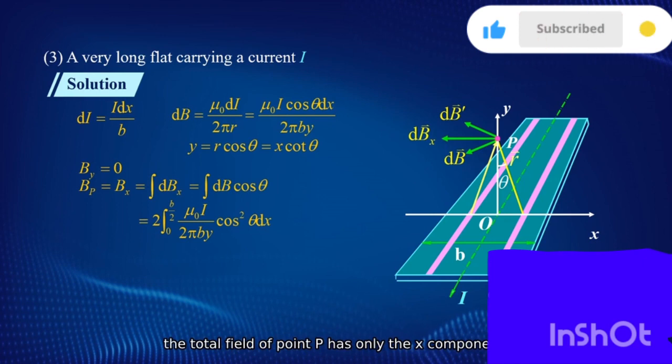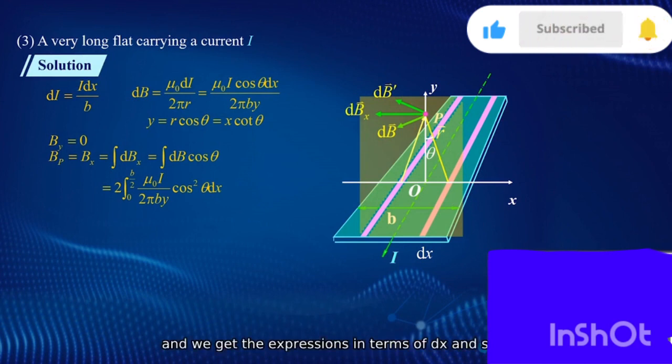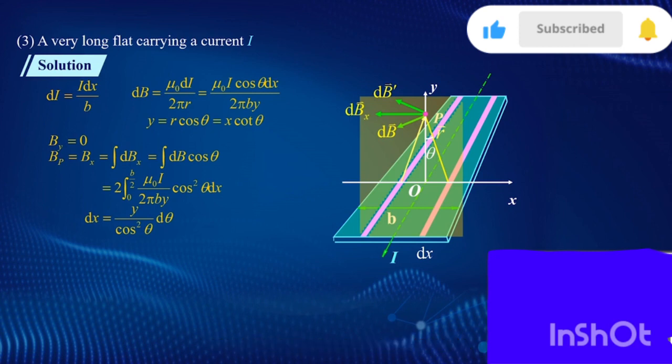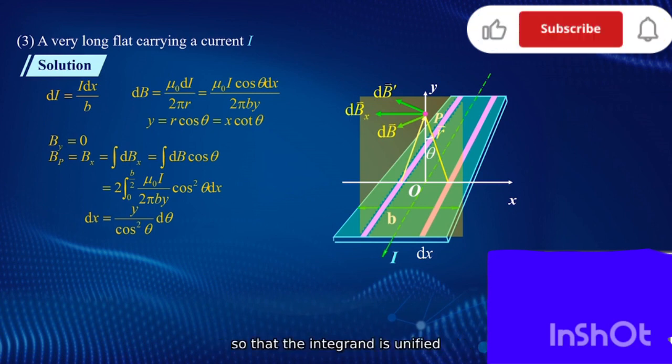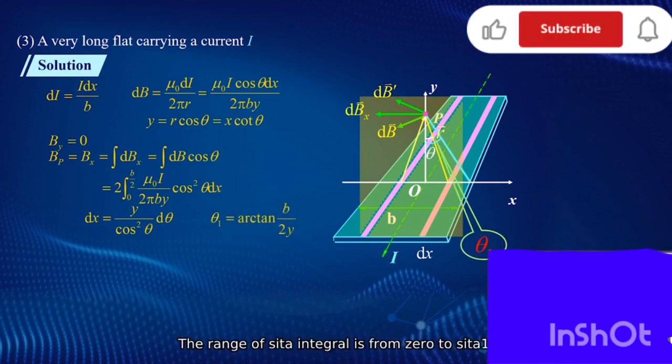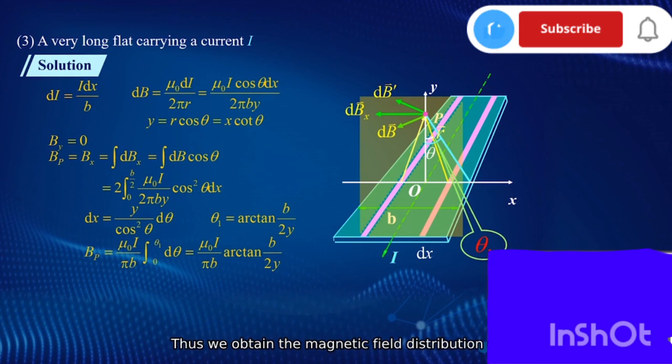Then the total field at the point P has only the x component, and the magnitude is the integral of dBx. Take the projection of the dB on the x-axis, thus multiplying by cosine theta, and we get the expression in terms of dx and theta. According to the geometric relationship, dx is expressed in terms of theta, so that the integrand is unified into an integral variable theta. The range of theta integral is from 0 to theta 1, and the expression of theta 1 can be obtained from the geometric relationship in the figure. Thus, we obtain the magnetic field distribution of an infinitely long current carrying plate along its axis of symmetry.